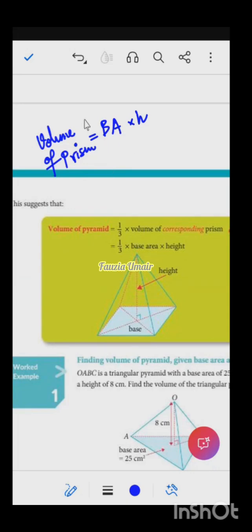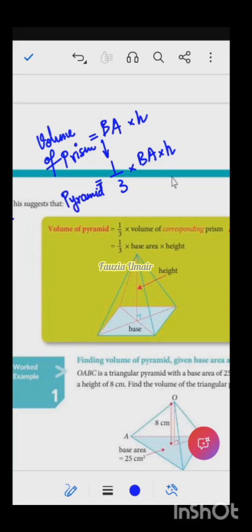So this prism is having this. Now there is 1/3 extra. Yahan par humne 1/3 add kar diya, and the rest of the formula is same. And we are saying that by taking 1/3 of this area, the prism changes into a pyramid. So this is very interesting. Why do you think so?